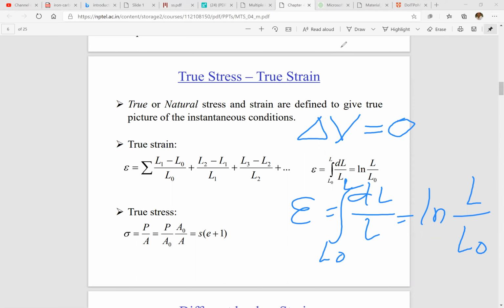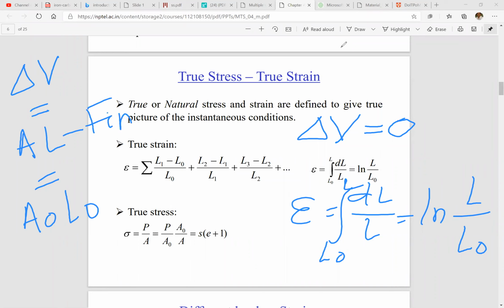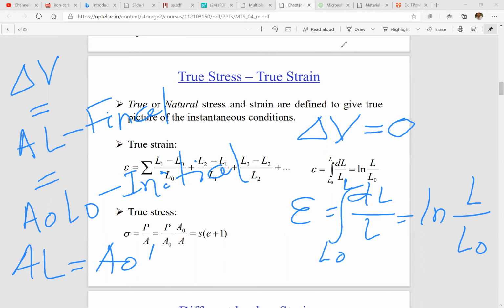The volume of the material is always constant, so there is no change in volume. We can write the volume as area into length. We can also write A0 L0. AL is the final volume, and A0 L0 is the initial volume. So from this we can say that AL equals A0 L0. Since the volume before deformation and after deformation is always constant, we can write the equation AL equals A0 L0.